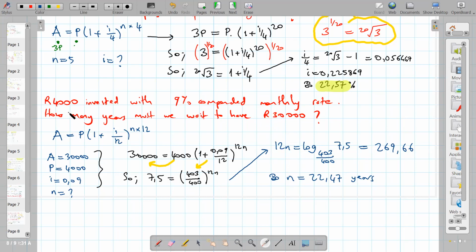30,000 rand. But the question could be like this: how many years must we wait to have more than 30,000? So if I make a small adjustment to the question, to have more than 30,000, then your final answer must be 23 years. You have to leave it like that finally.